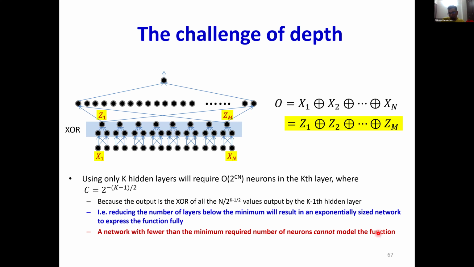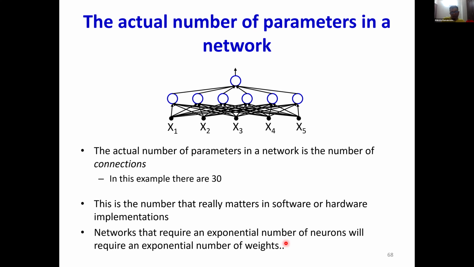Okay. So, questions, anybody? And if you don't give it an exponential number of neurons, the network cannot model the function. And so the actual number of parameters in a network is the number of connections. So here there are 30 connections, because this is the number that really matters in software or hardware implementations. But networks that require an exponential number of neurons would require an exponential number of weights. So the logic is not changed.